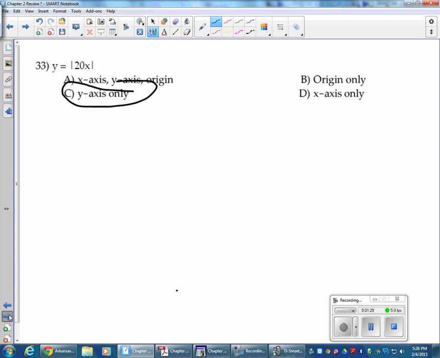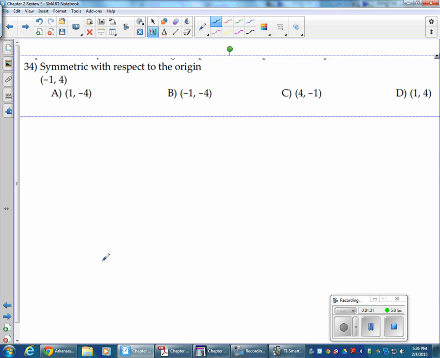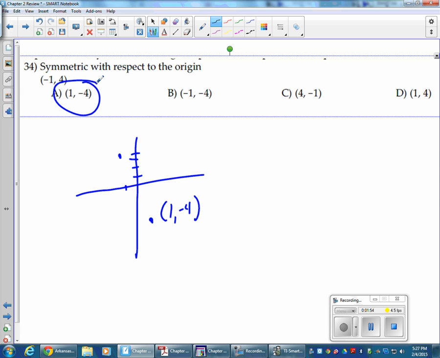All right, 34. What if I take the point -1, 4 and make it symmetric with respect to the origin? So -1, 4 is here. When you make something symmetric with the origin, you rotate it all the way around the origin, and all that does is change your signs. So it would be 1, -4 if it was symmetric to the origin.